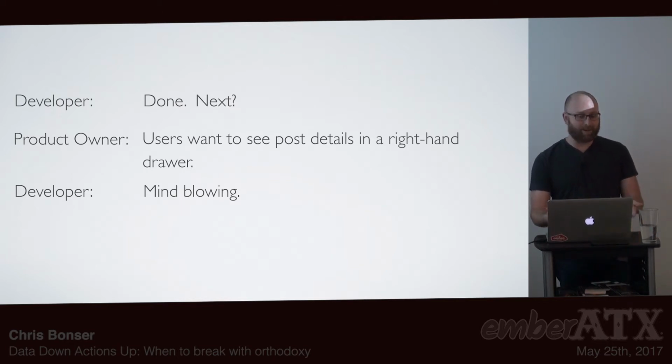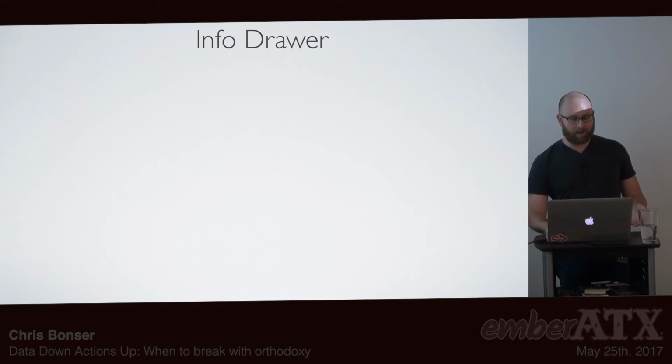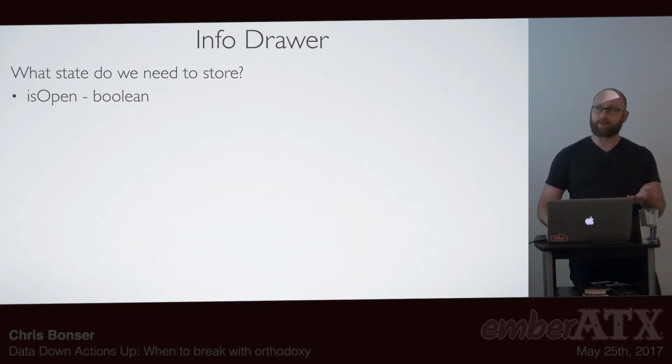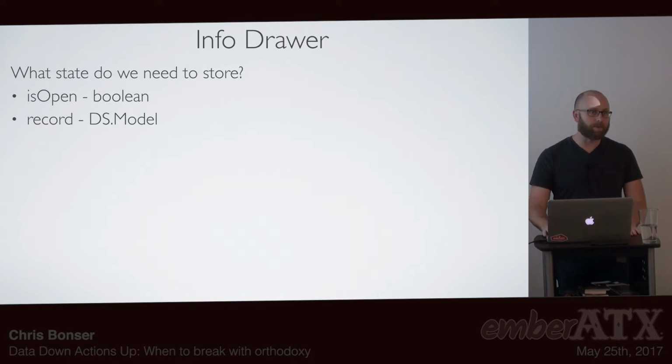So to jump into this, we're going to build an info drawer, right? And we have to think about what kind of state we want to store to do that. Well, we're probably going to need to store a Boolean, is the drawer open or not? And then we need to store something about what we're displaying in the drawer. So probably we'll just have the record and we can display some stuff about the post. And then the next question is, where are we going to store it?